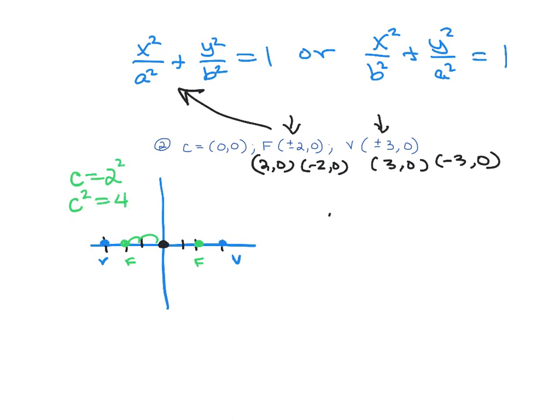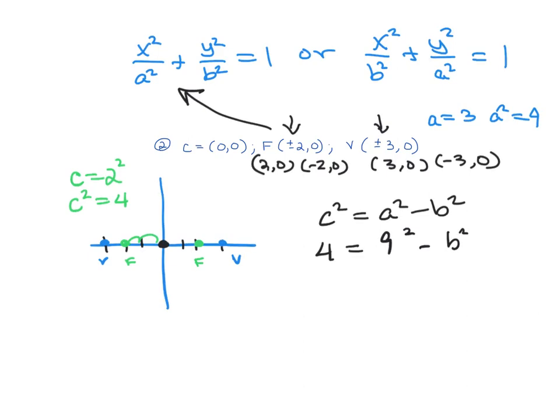So now I need to use c squared equals a squared minus b squared. I'm going to plug in 4 for c squared. I'm going to plug in 9 because remember, the vertices use the a. So if your a value is 3, then a squared is 9. So then I'm going to do 9 squared minus b squared, and then I'm going to solve. Actually, not 9 squared. It was 3 squared. And then that became a 9. So let me go ahead and change that to a 9. So now I need to subtract 9.